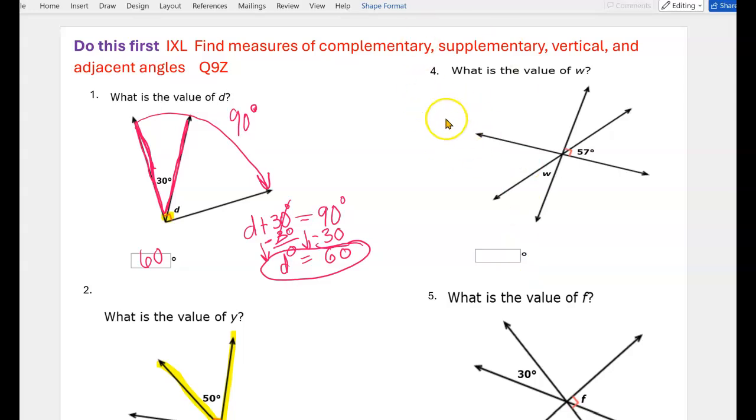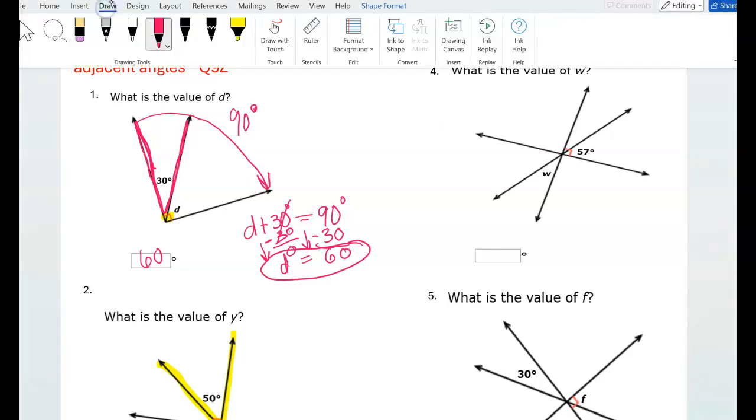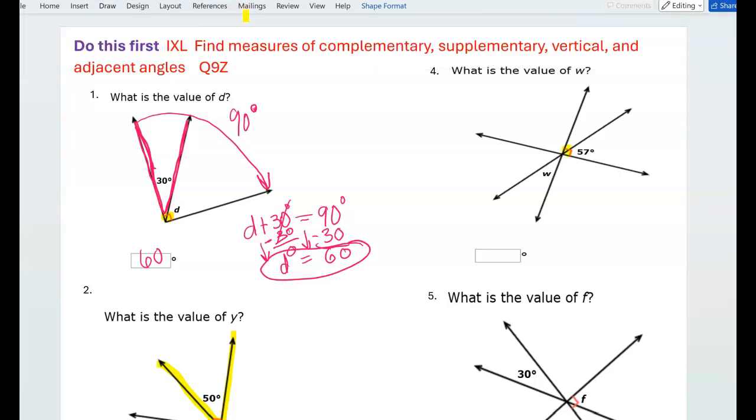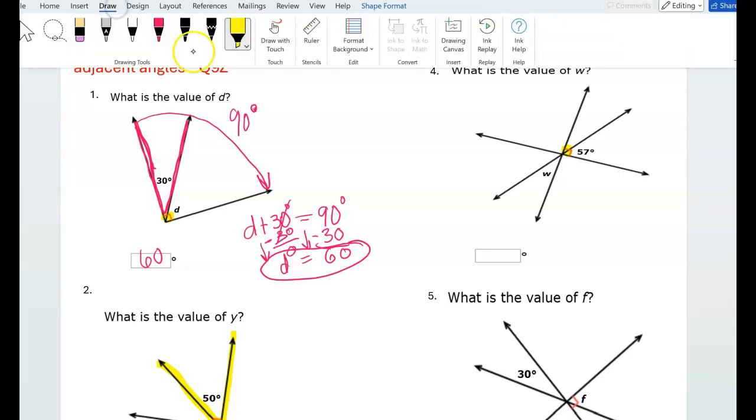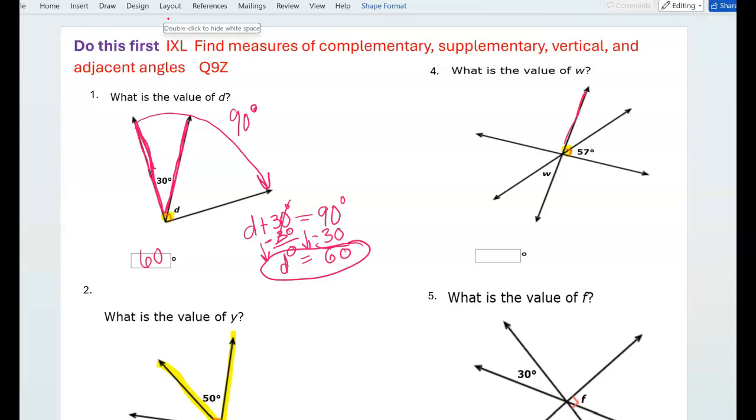Let me work number 4, and then I'll have you work one that is like number 4. Well, I see right away that we have a right angle. That's helpful, right? We know right angles are equal to 90 degrees. And we learned that this is a vertical angle as well. It's a vertical angle to this angle here.